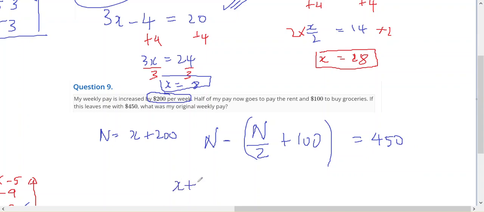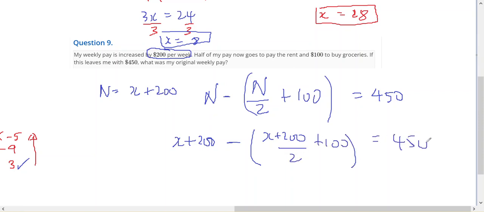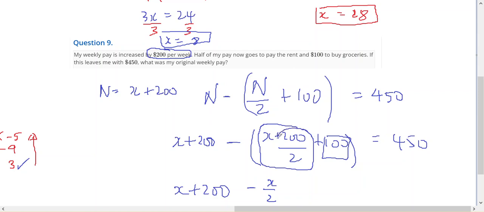So I've got x plus 200, my old pay plus 200, minus x plus 200 on 2 plus 100 equals 450. My new pay minus what I pay on rent and what I pay on groceries. So that's going to be minusing x on 2. That's 100. So minus 100. And that's minus 100 equals 450.